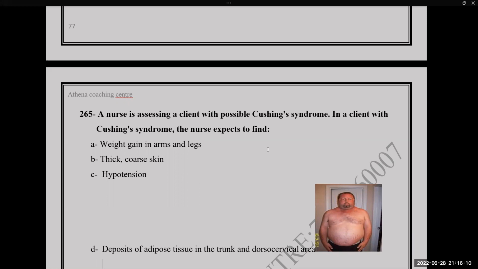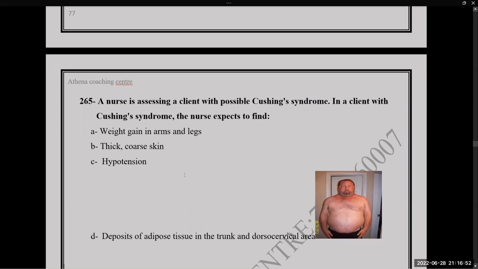So please select the answer. Cushing syndrome is because of increased production of steroids. So please select the answer. Answer D, ma'am. Answer D, deposit of adipose tissues in the trunk and dorsocervical area. Very good. It is considered as buffalo hump. Normally you get confused with A, weight gain in arms and legs. Please remember, in arms and legs there won't be weight gain. Weight gain is expected in the central body portion, that is on the tummy, the waist and hip area. Okay. So yes, next question.